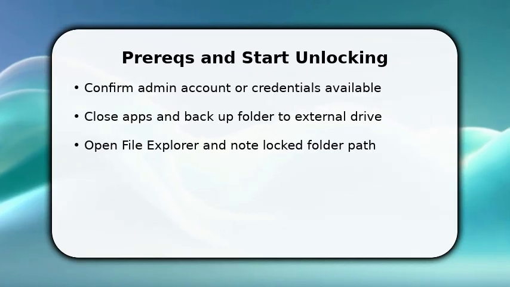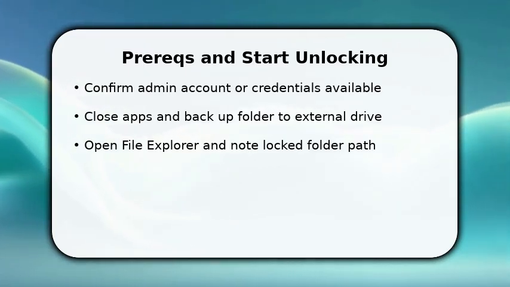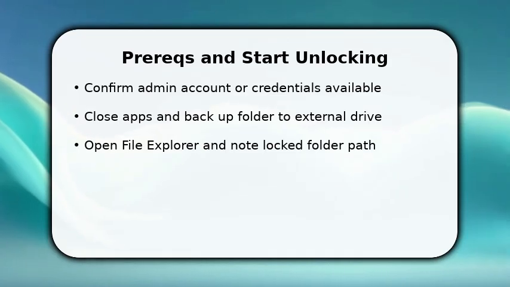Now open File Explorer and note the exact path of the locked folder. Then right-click the folder, choose Properties, and go to the Security tab to start changing permissions. This first action gives you control to remove the lock.